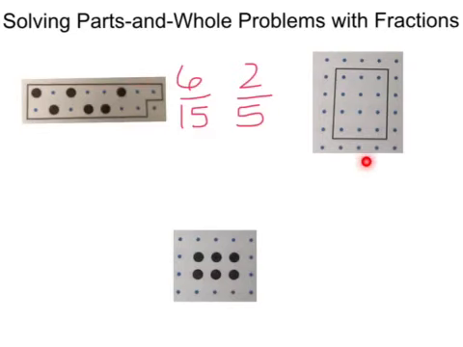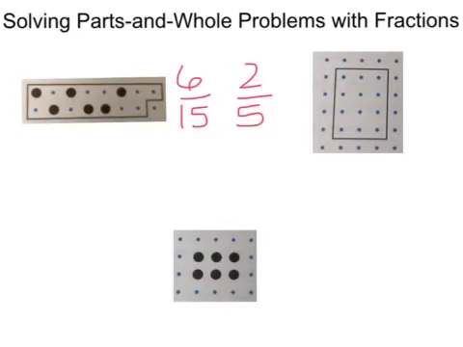Now let's look at this second picture with a different idea in mind. If 12 counters are the whole set, and if you count inside this box, you'll see that there are 12 blue dots. How many counters are 1/4 of the set? So what they're asking you to figure out here is, given the whole, what is a fraction of that whole?